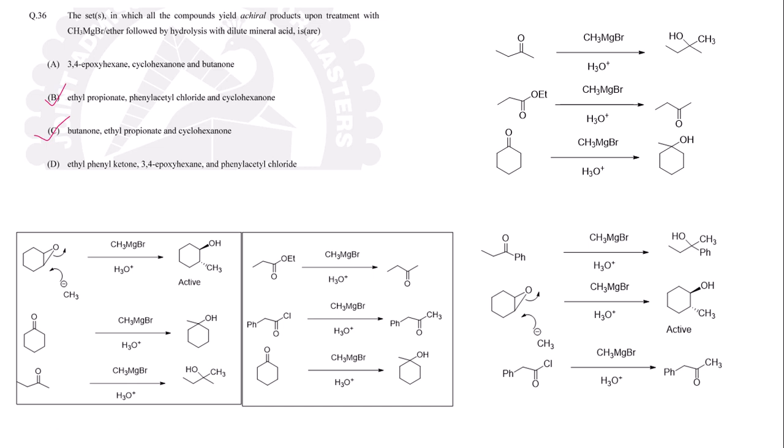Next problem is the statement in which all compounds yield achiral compound product upon treatment with methyl magnesium bromide in ether followed by hydrolysis or with dilute mineral acid. Here the first option is 3,4-ethoxy cyclohexane, after the nucleophilic addition we get the active compound, but with CH3MgBr after the nucleophilic addition we get the optically inactive.